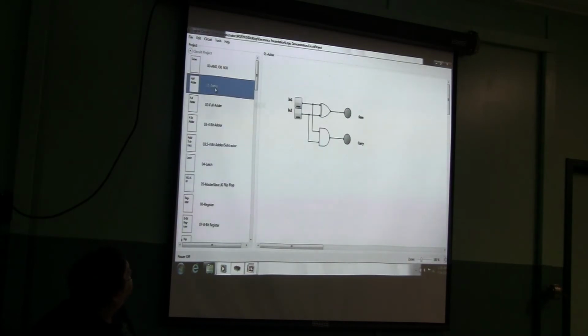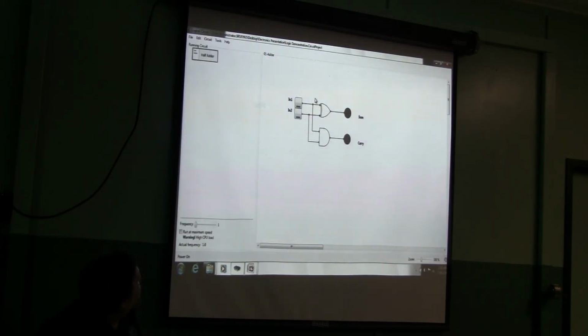And here's the adder circuit. This is without carry. So 1 plus 0 is 1 with no carry. 1 plus 0 is 1 with no carry. 1 plus 1 is 0 with a carry.